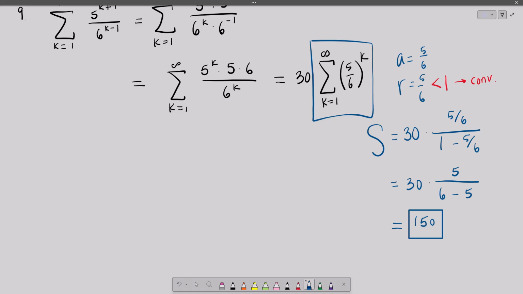Any issues with the laws of exponents or solving it, finding S? Okay.